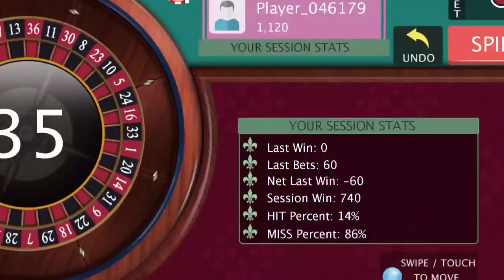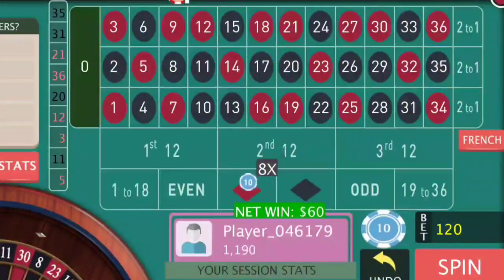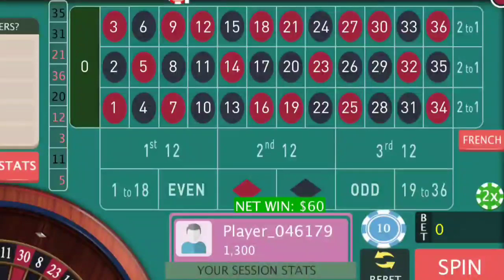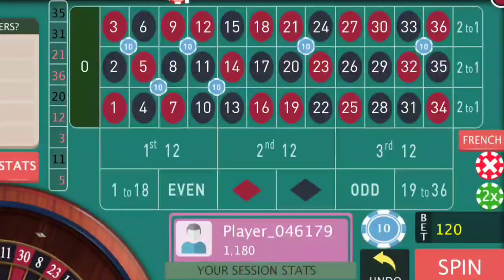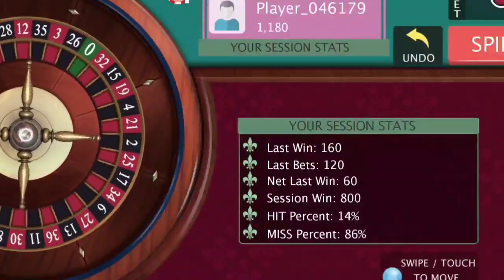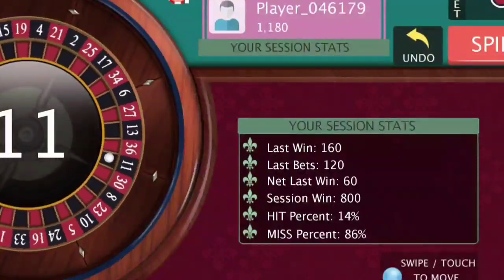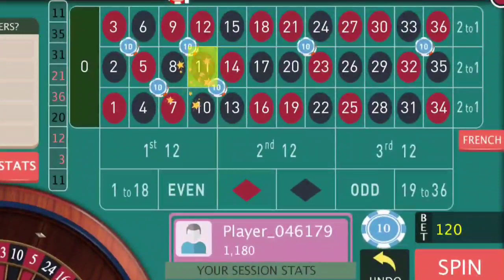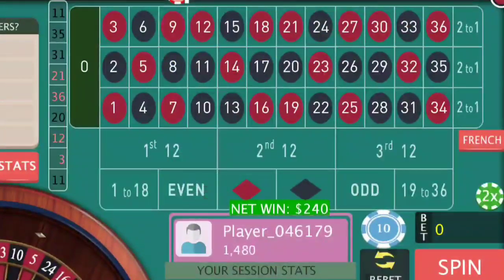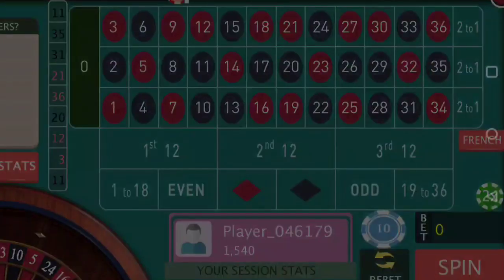It's number 35. Okay, I win here, so I will just rebet and play. It's number 11, a winning number. Actually I make a very good profit over here. So again we achieve the target, you can see here.